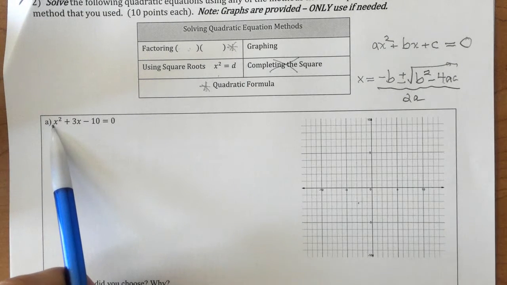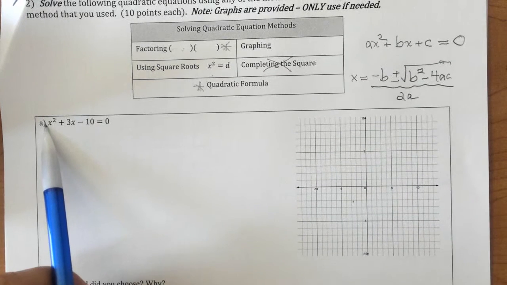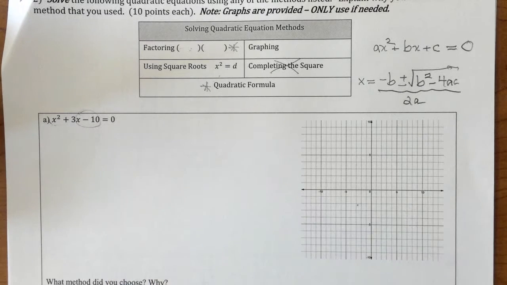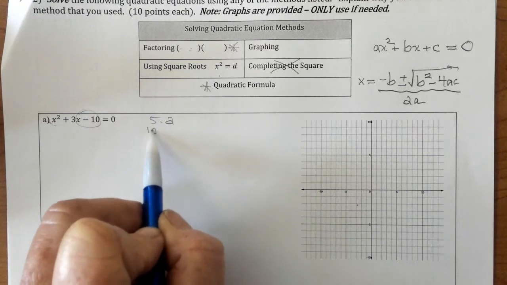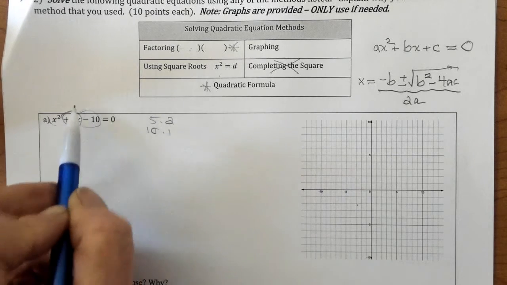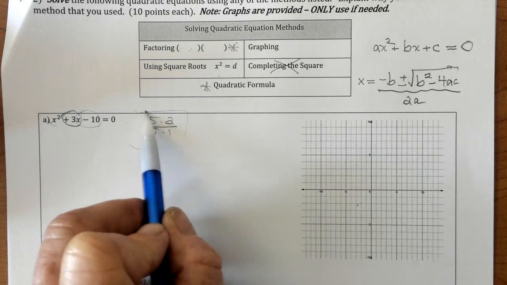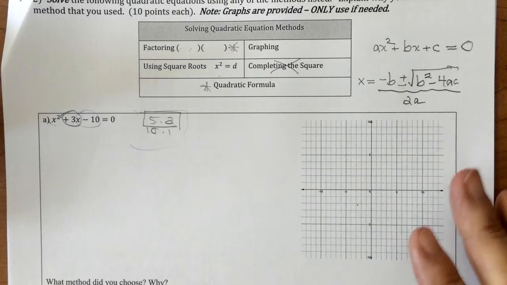I notice that I have a 1 as my a, which makes it really, really nice. So the next thing I'm going to do is ask, can I factor this? What are my factors of 10? My factors of 10 are 5 and 2, and 10 and 1. Am I able to get to 3 by looking at either one of these factors? So right here, I see that if I take 5 and I take 2 away, I get 3. So I'm going to try it and see if it works.